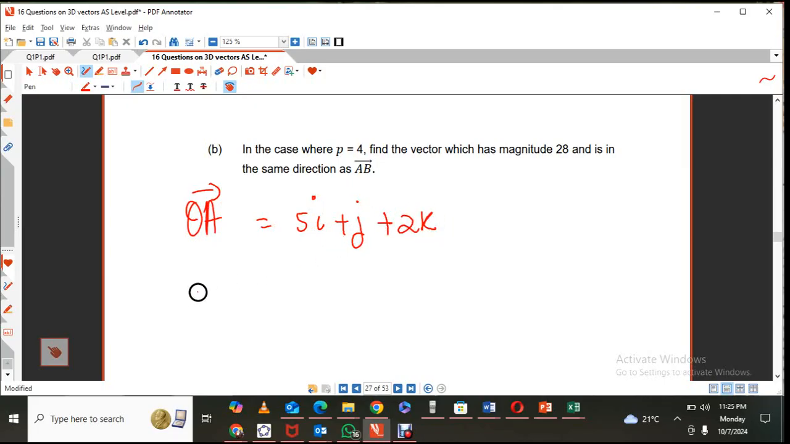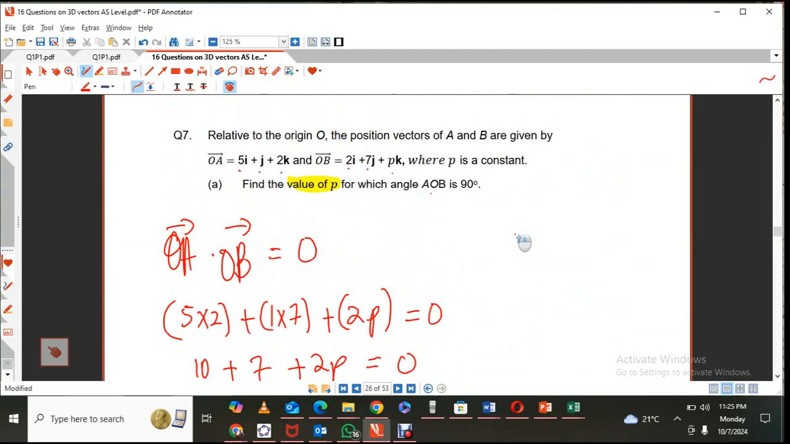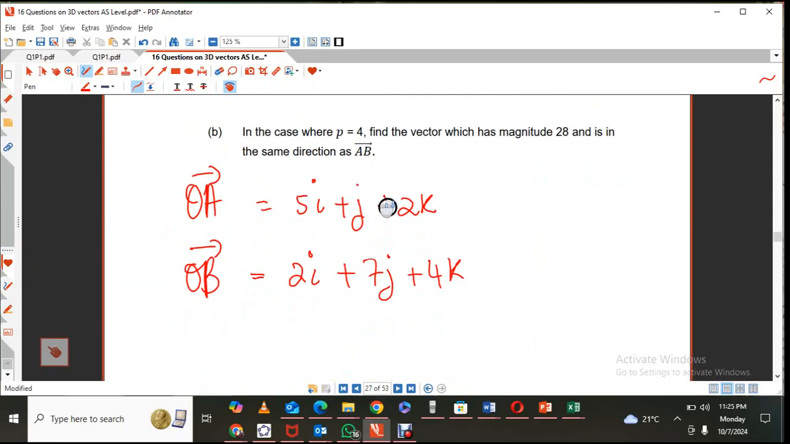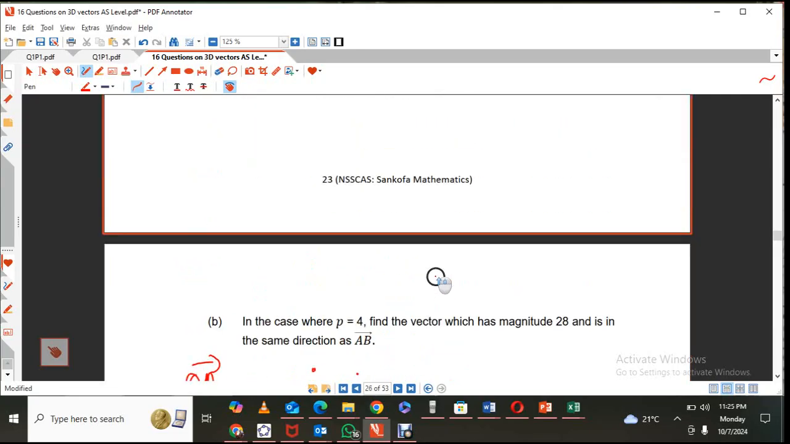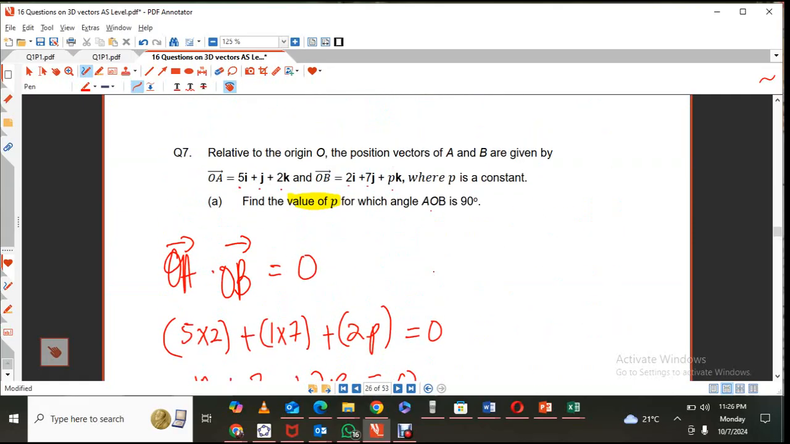I'm not going to underline those things, so I'm going to leave it like this for now. Vector OB, what I know, is 2 in the i direction, plus 7 in the j direction, plus 4k. Of course, all of this I'm just rewriting from the question, they were given to us over here. Does that make sense to you? Okay, now, the reason why this one becomes a 4, because it used to have a P there, you can see it, it used to have a P over here, like so.